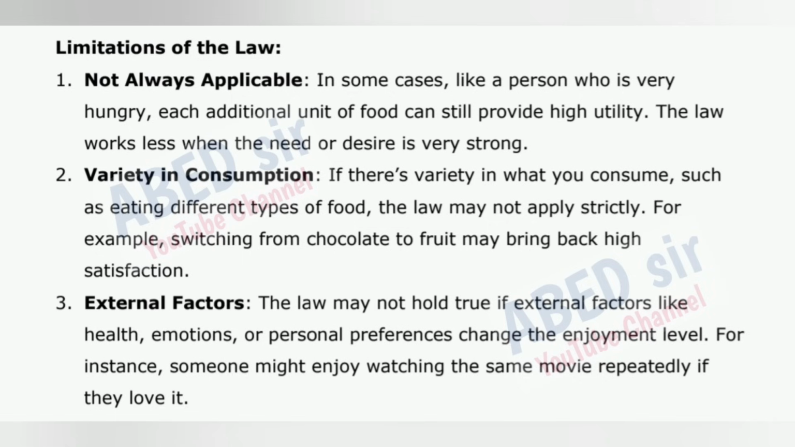2. Variety in consumption. If there's variety in what you consume, such as eating different types of food, the law may not apply strictly. For example, switching from chocolate to fruit may bring back high satisfaction. 3. External factors. The law may not hold true if external factors like health, emotions, or personal preferences change the enjoyment level. For instance, someone might enjoy watching the same movie repeatedly if they love it.